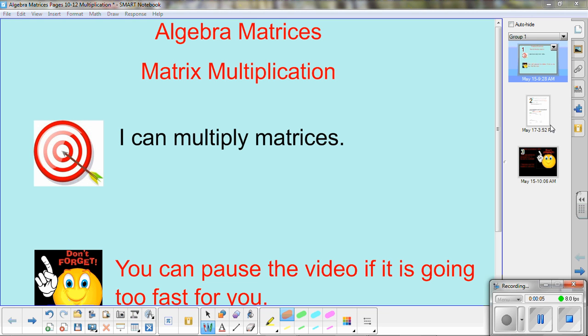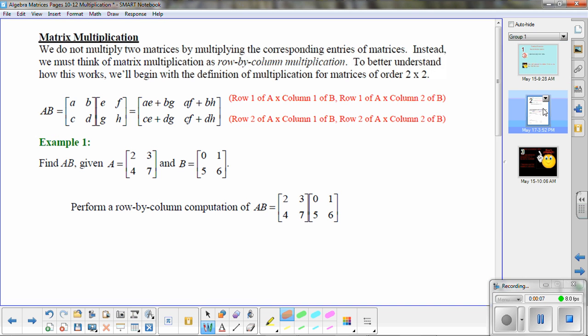In this lesson, you will multiply matrices. In matrix multiplication, you can't just multiply the corresponding entries in matrices. Instead, you need to think of it as row by column multiplication, meaning you're going to take your first row and multiply it by your first column. So A times E plus B times G, that's going to give you your first row, first column answer.